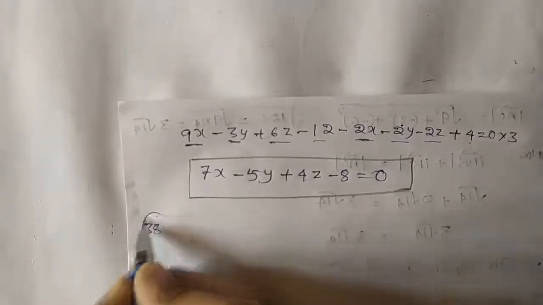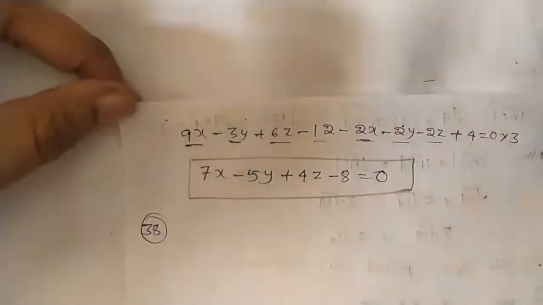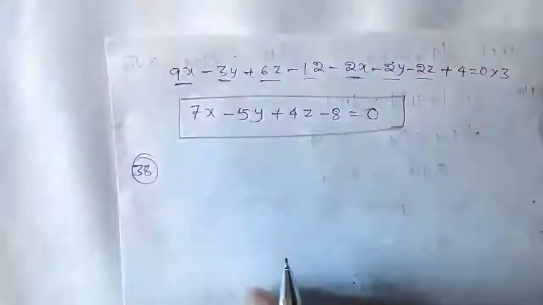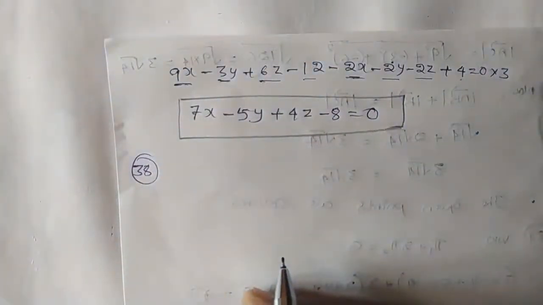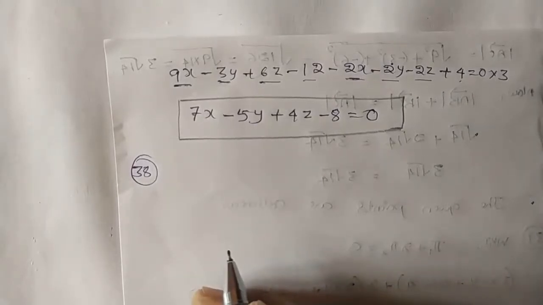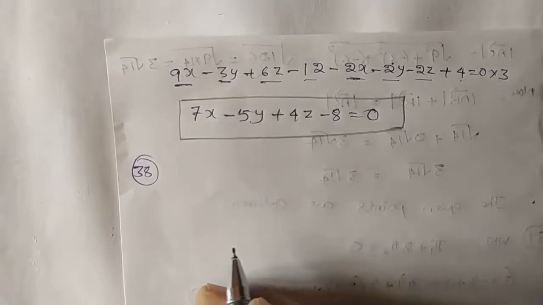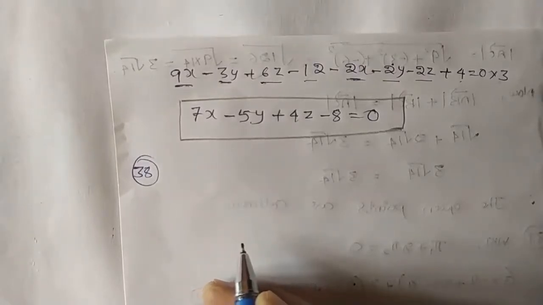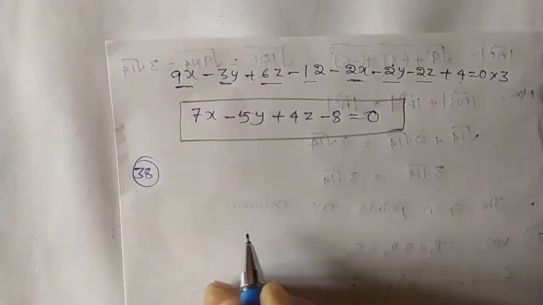The 38th question belongs to probability, which is Bayes theorem. See the question properly. A man is known to speak truth 3 out of 4 times. He throws a die and reports that it is a 6. Find the probability that it is actually a 6.